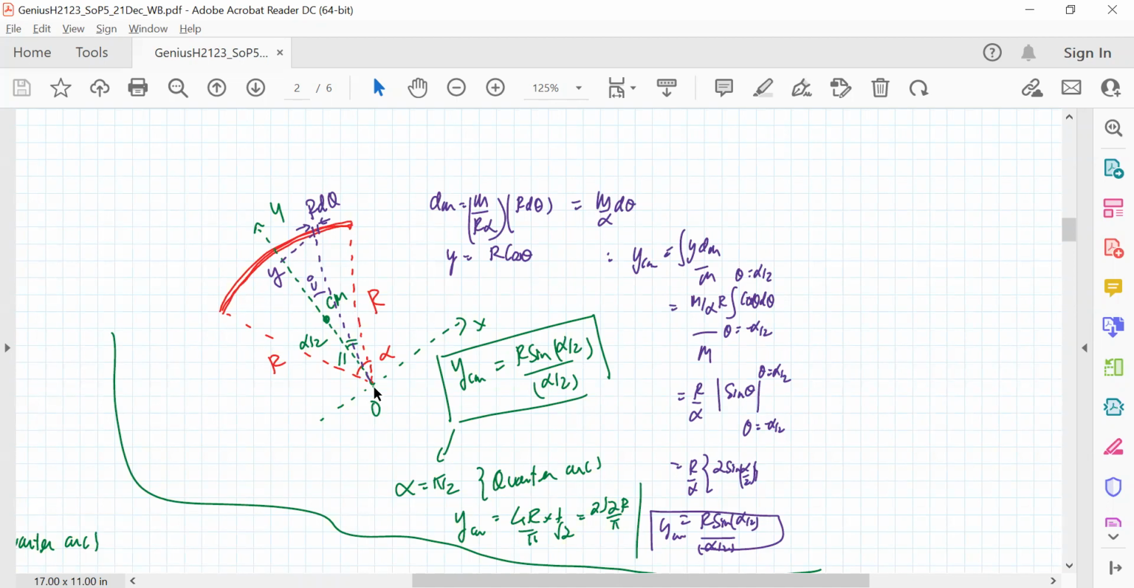Okay, so for example, if alpha becomes pi, we are talking about a semi ring. If alpha is pi by 2, we are talking about a quarter ring, that kind of situation. So we want to find the position of the center of mass of this arc. Okay, so you can just write down the heading over here, which is missing: center of mass of a thin uniform arc. Okay, instead of thin uniform semi ring, it's just a thin uniform arc. Okay, center of mass of a thin uniform arc. So the radius of that arc is capital R, and the angle it is subtending at the center is alpha.